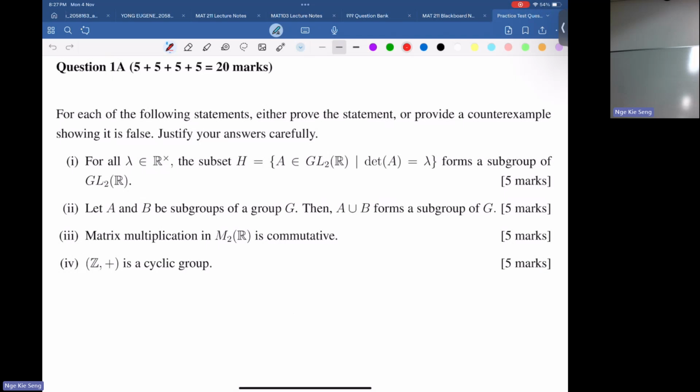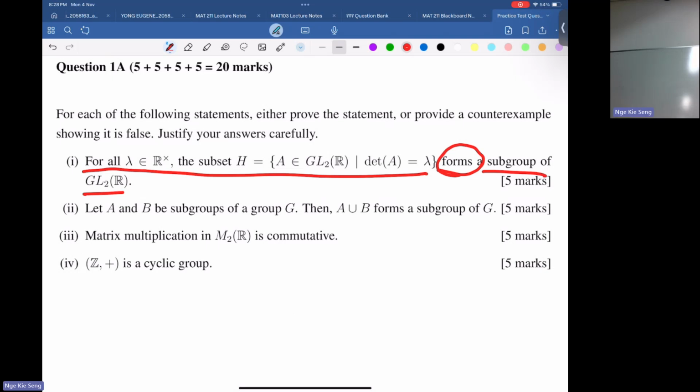In English, how do you break down long sentences? Find the verb. Where is your verb? And then what's in front of the verb? And what is behind the verb? Okay. So it is just asking you whether a set is a subgroup or not.